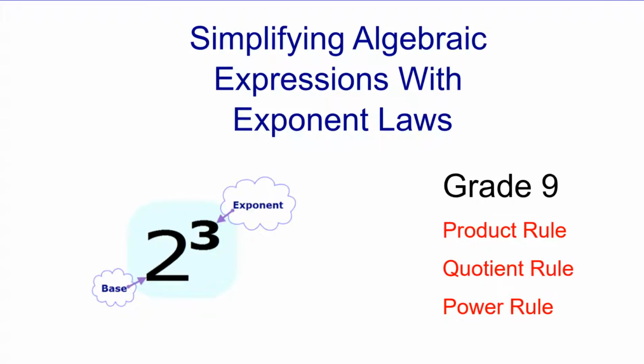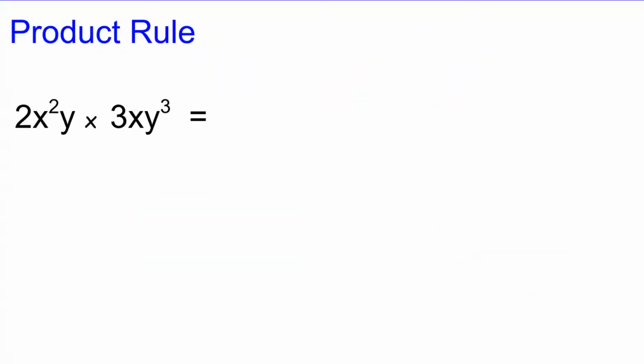In this video, we're going to look at simplifying algebraic expressions with the exponent laws that we've seen in the previous videos. So in this one, we're going to be combining all of the rules together and looking at a few more complicated questions that involve the exponent laws. So for our first one, which requires the product rule, we have two variables for each of our terms now.